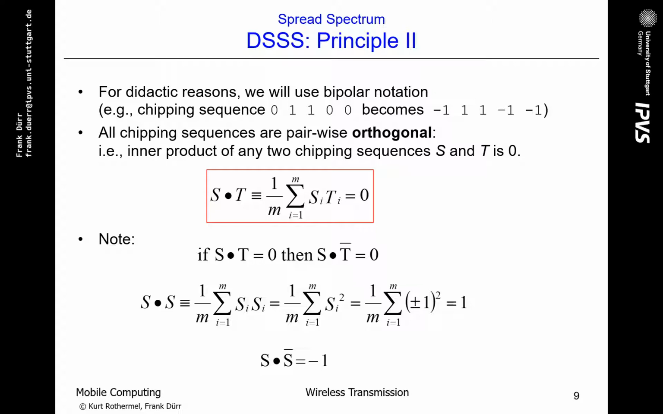So it is exactly what the receiver is doing to get the signal of a particular sender. It will multiply by the chipping sequence of that particular sender. And the sender might send either the chipping sequence S or the inverse of the chipping sequence S. So therefore it's important that we get 1 or minus 1 if we do this multiplication here.